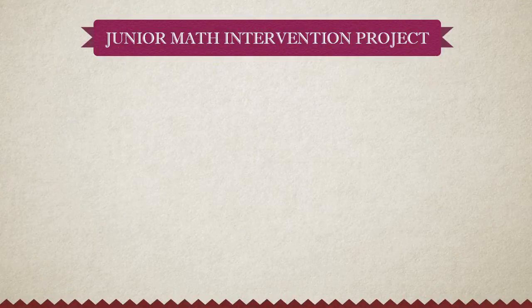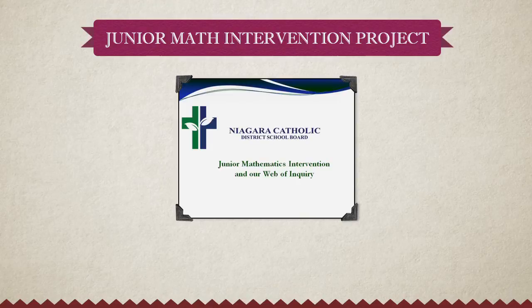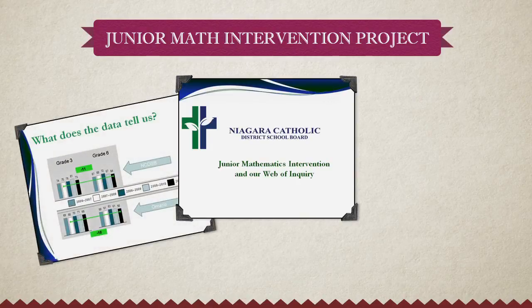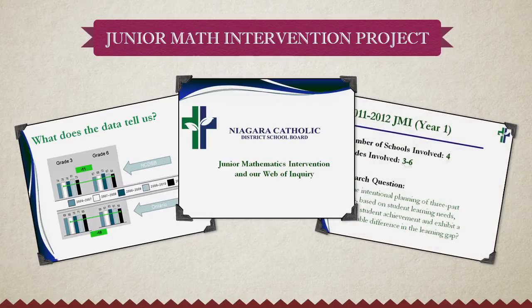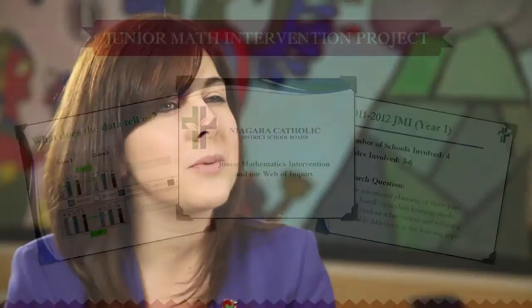The focus of our inquiry was to find out if the intentional planning of 3-part math lessons based on the student learning needs can improve student achievement and exhibit a measurable difference in the learning gap. Together with teachers in our schools, we co-planned and co-taught lessons, then came back and analyzed the student work. We continued to cycle through this process, while an intervention coach would help provide support for those students who still required further intervention. We also worked with a researcher from Brock University as we collected data to help us identify if there was a measurable difference in achievement.